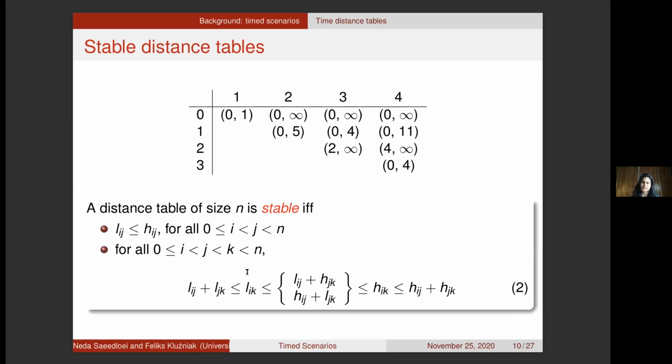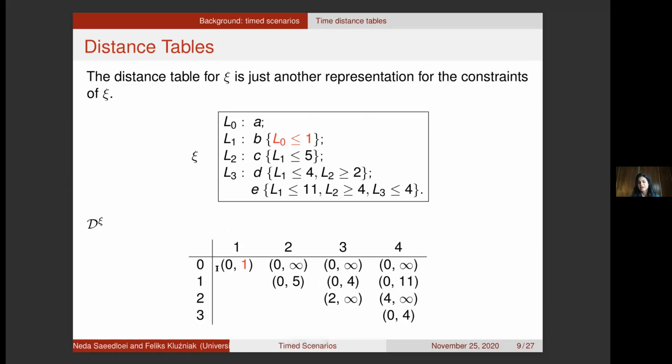And we say a distance table is stable if it satisfies 2 conditions. The first condition is that for every pair in the table, every entry that you consider, the low value is smaller than the high value. So I should have mentioned here that for every pair, for example, 0, 1 here, 0 is called the low value and 1 is called the high value. 0 specifies the minimum distance and 1 specifies the maximum distance.